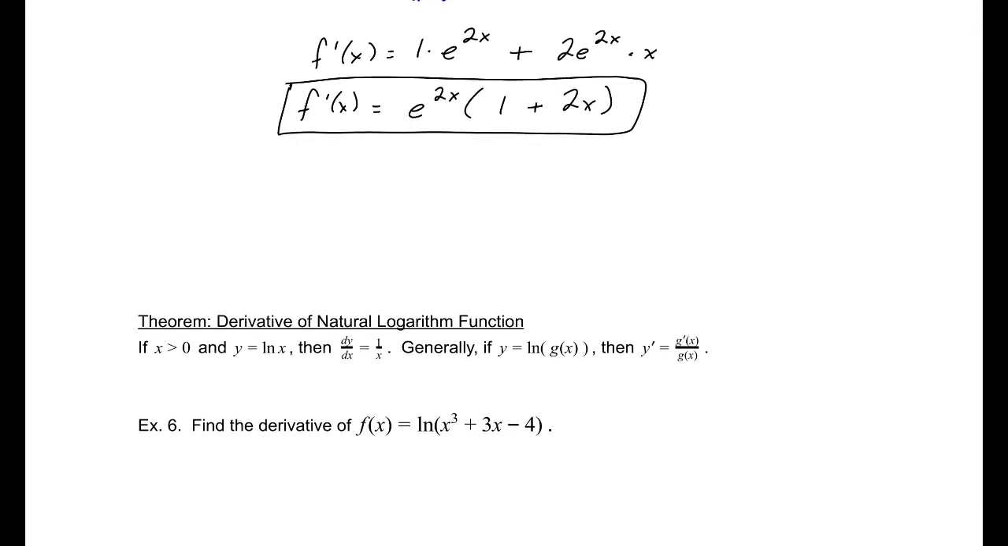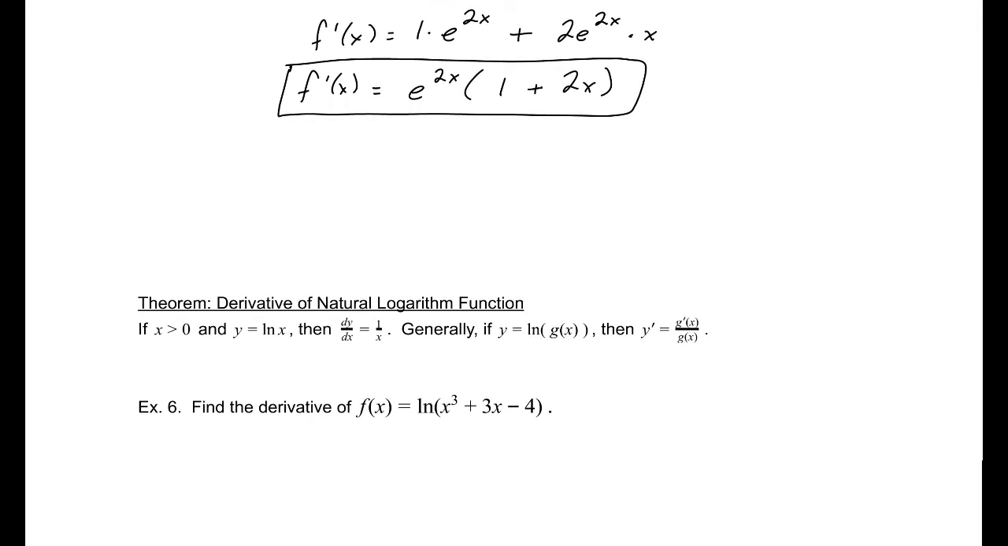Next we have the definition or the theorem for the derivative of a natural logarithm function. So if x is greater than 0 and y equals natural log of x, and naturally, no pun intended, the domain of the natural log function is x being greater than 0, then dy dx is 1 over x.